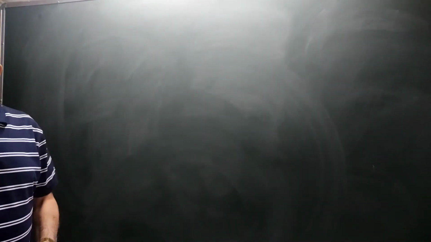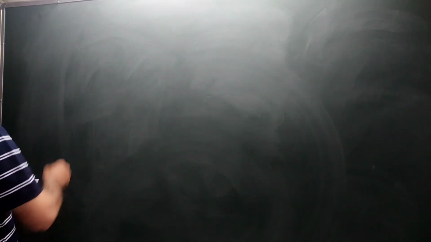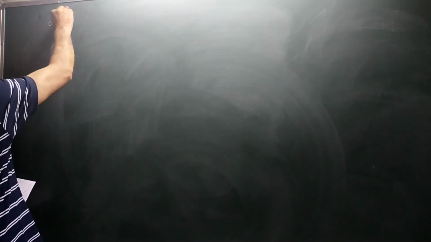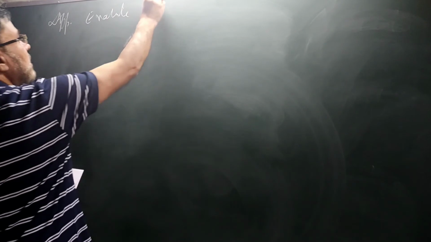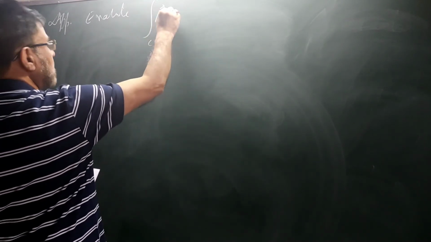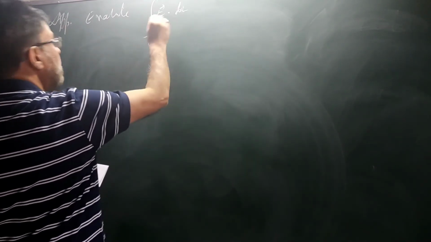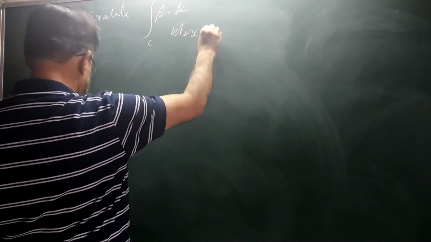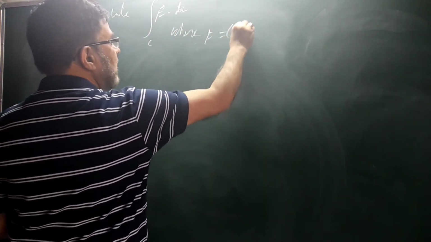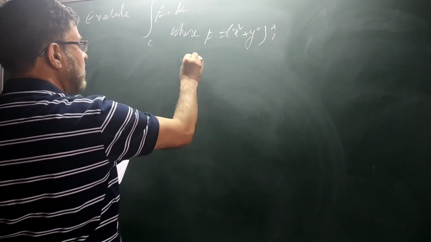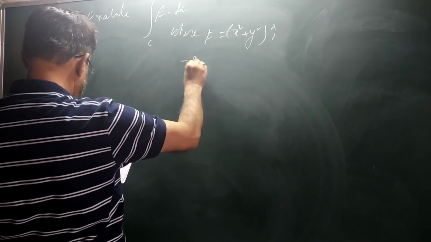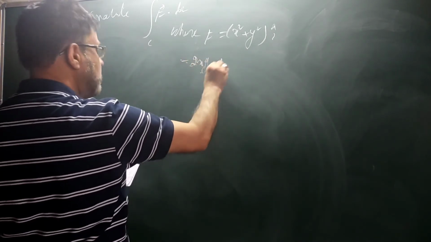Let me give you one more example here. I will write one more example. It is one more application. Evaluate the line integral over C of F dot dr, where F is given by (x squared plus y squared) i minus 2xy j.